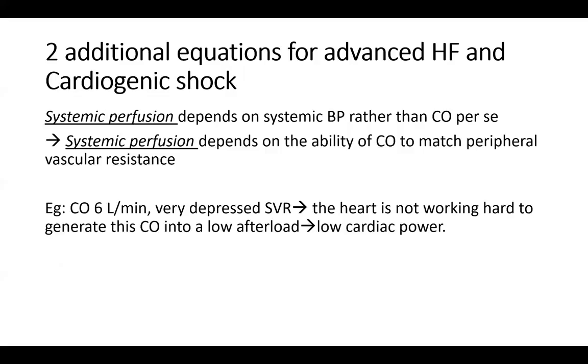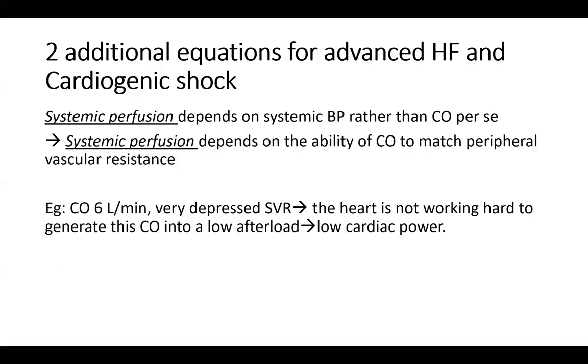I talked a lot about cardiac output, but eventually what the tissues see, they don't see cardiac output. They see the systemic pressure. That's what the tissue sees. If you have sepsis, you have an 8 liter per minute cardiac output, but you have some maldistribution and some tissues are not seeing a good pressure at their local level.